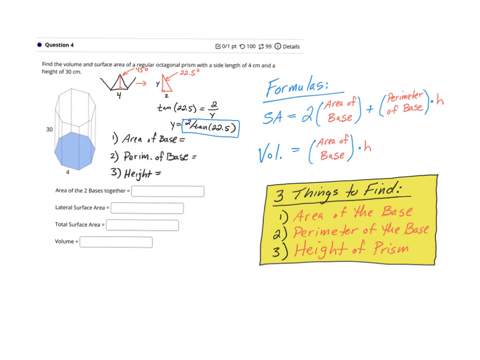All right, this video is going to walk you through real quick how to find the surface area and volume of a prism. We can make this really easy for ourselves if we can just find these three things. Find the area of the base, the perimeter of the base, and the height of the prism.